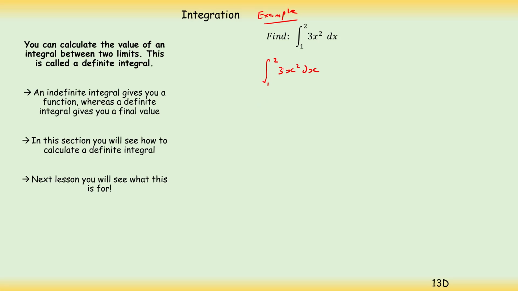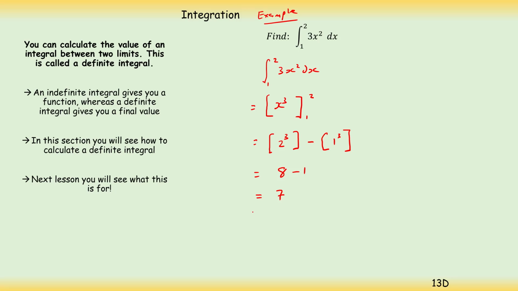What we do is integrate the 3x squared: add 1 to the power, it becomes 3, divide by 3, gives us x cubed. We use what are known as square brackets, from 1 to 2. Then we substitute for 2 and 1. So we change x to 2, 2 cubed, minus 1 cubed. That's going to be 8 minus 1, which is 7.